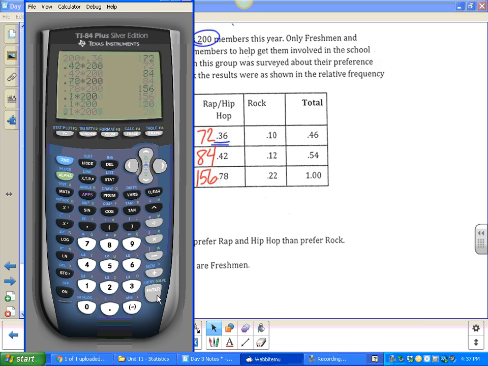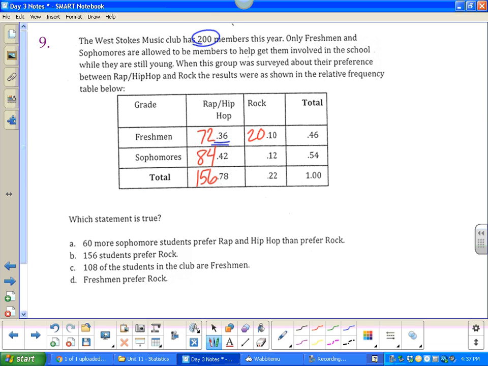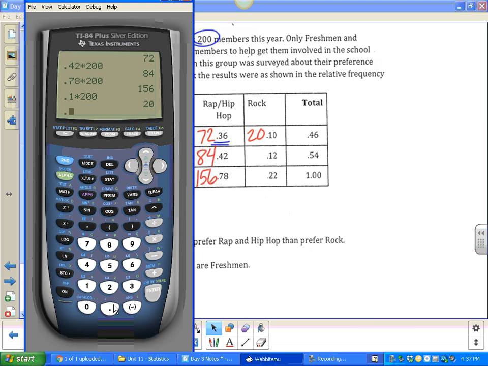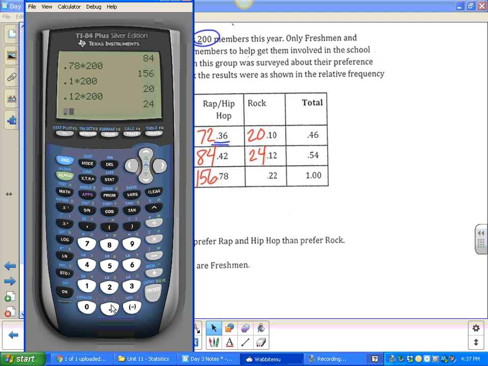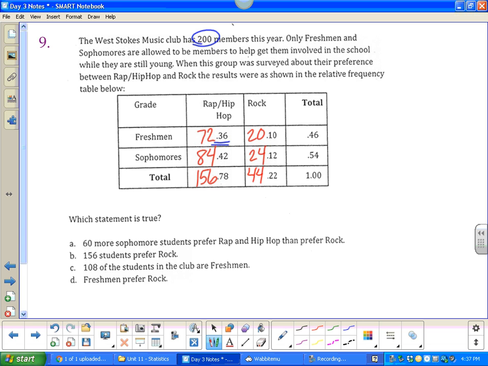Then 10% is 20, then 24, and 44. And these are totals, so I can just add 72 and 20, which gives me 92. 84 and 24 is 108. And 156 and 44 gives me my 200. And now it's much simpler to answer the questions.